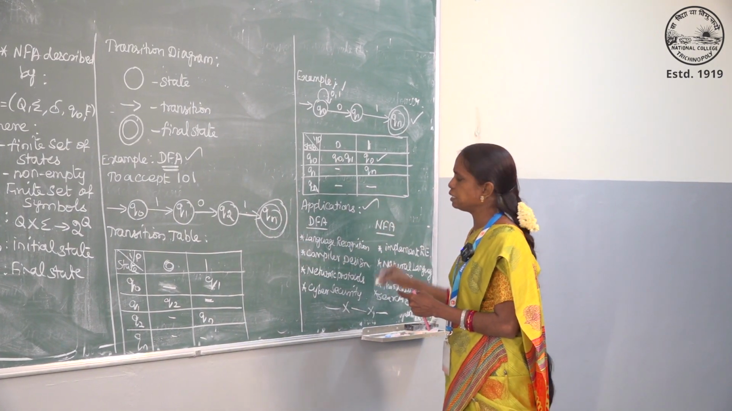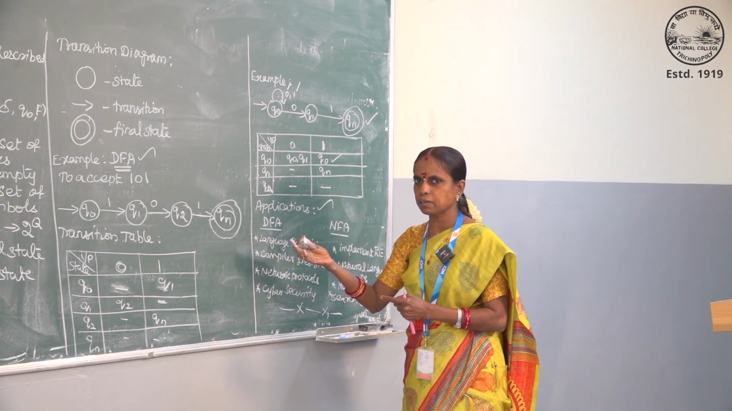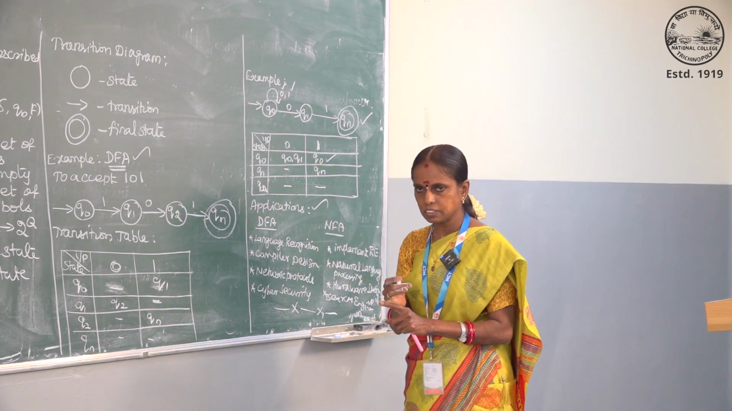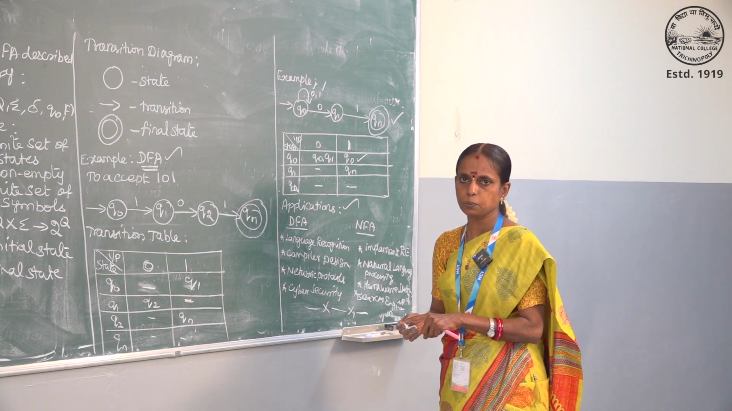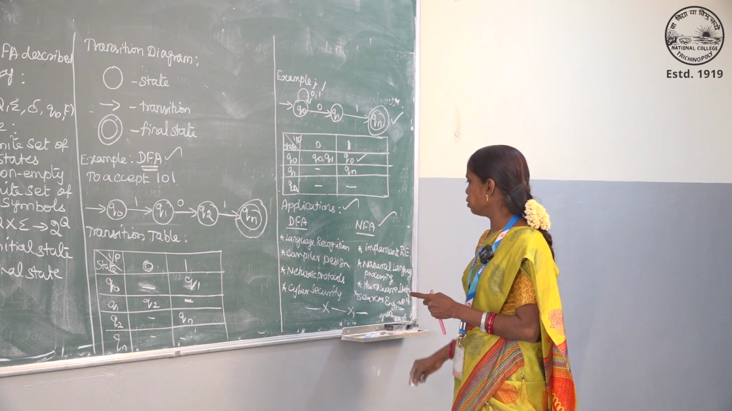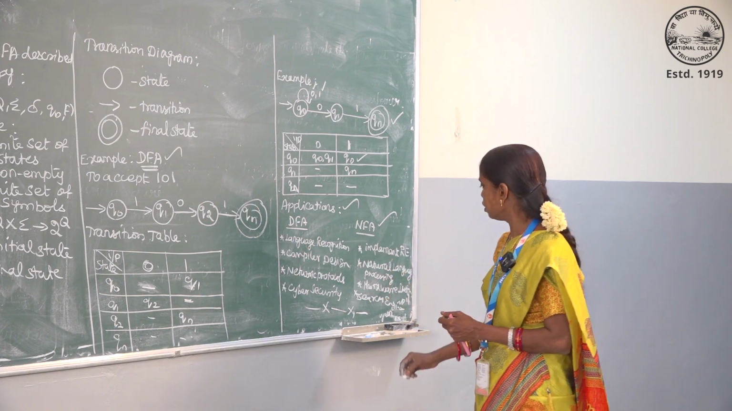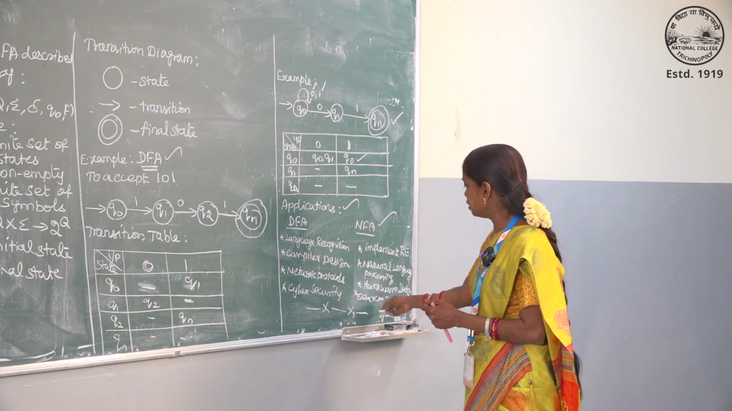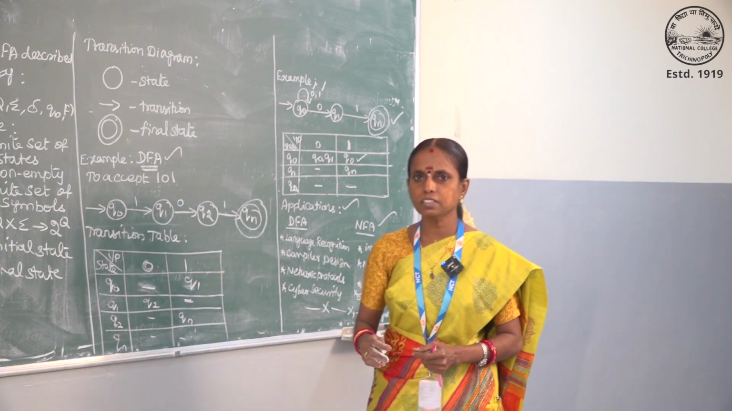Finally, applications we are going to discuss. Where is DFA applied? DFA is used in language recognition, compiler design, network protocols and cyber security. In all these fields, DFAs are used. What about NFA? It implements regular expressions, natural language processing, hardware design, and search engines also use NFA. With this, I conclude the video.